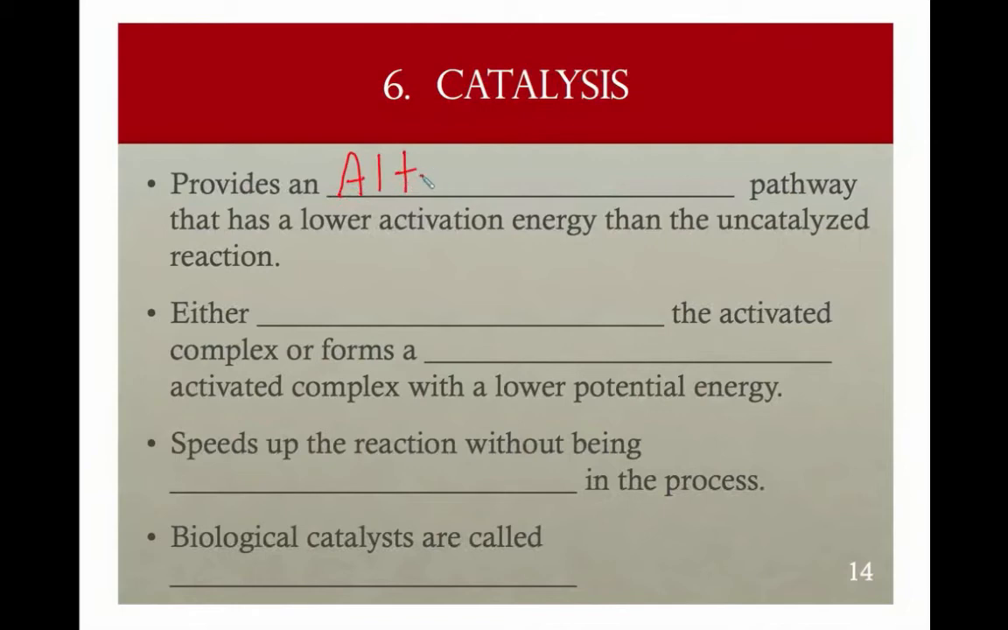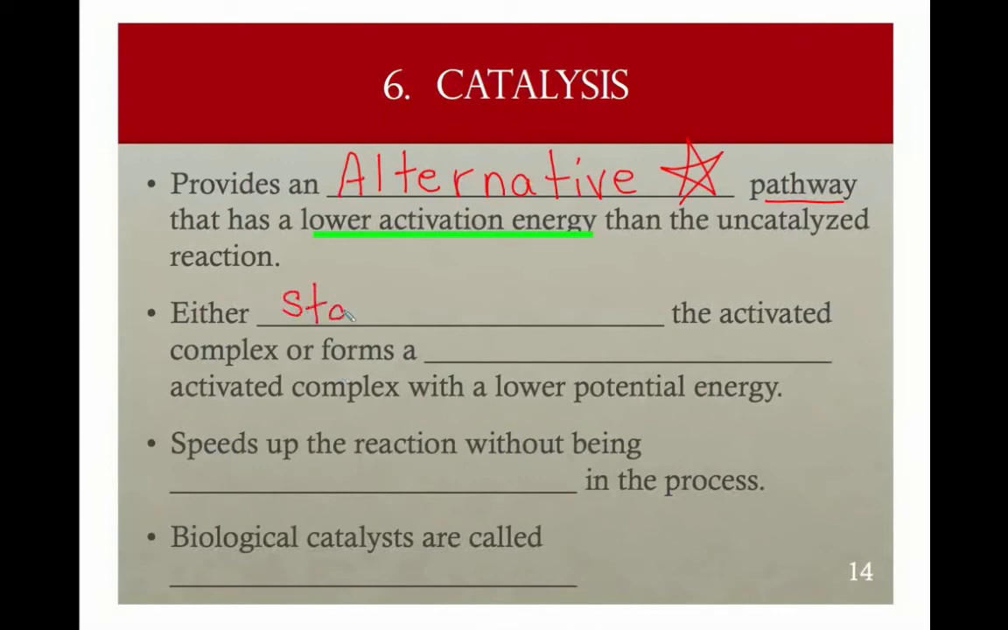A catalyst provides an alternative pathway, and that's critical. When you're doing your justification, it's not enough to say that a catalyst speeds up a reaction. You have to say why. Telling us that it speeds up the reaction, that's a pre-AP level answer. I want you to know why. And there's two ways. So that's a key point. It's an alternative pathway, and that pathway is going to have a lower activation energy than the original. So more molecules have enough energy to get up and over the activation energy curve.